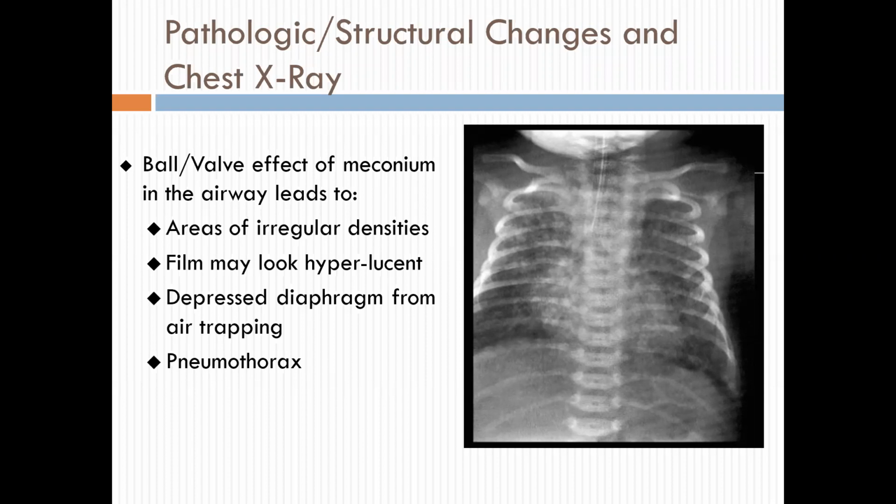So the ball valve effect of meconium: air can get past the meconium during inspiration, but during exhalation, the airways close slightly and trap the air. When you have a lot of air trapping, it does press down on the diaphragm. So you see flattened diaphragms from the air trapping, pneumothorax, hyperlucent, lots of air, I guess from the air trapping.